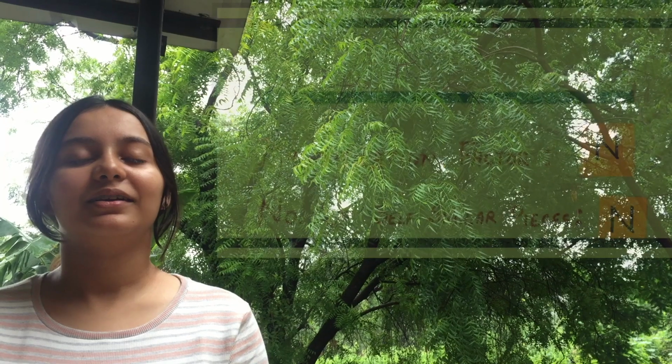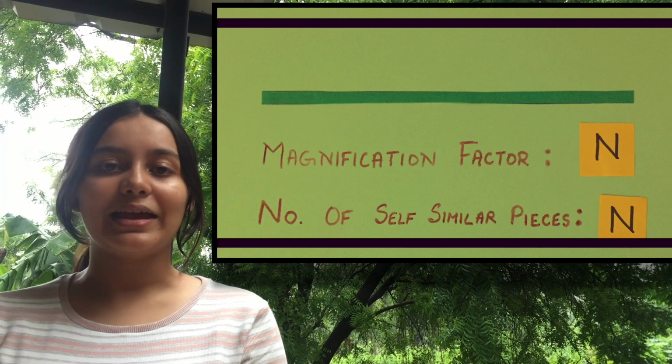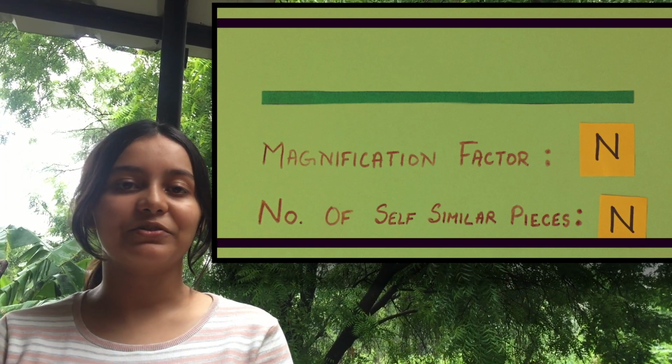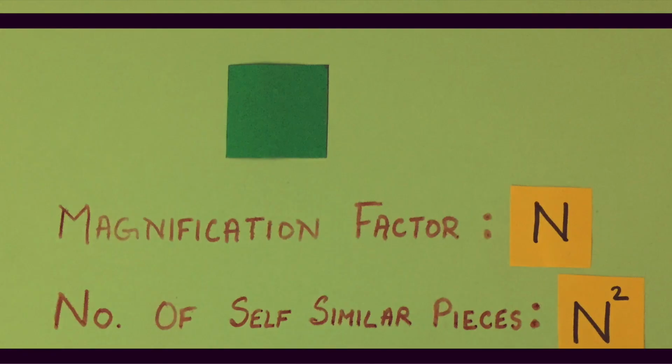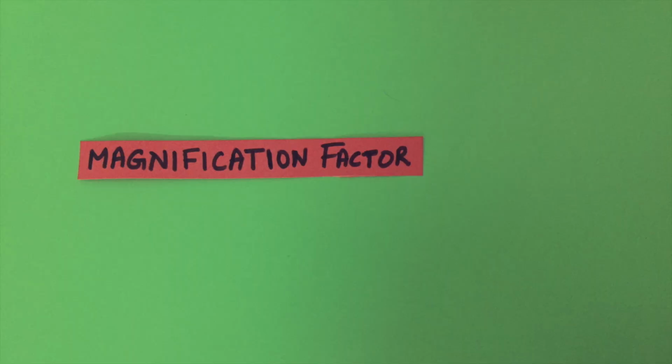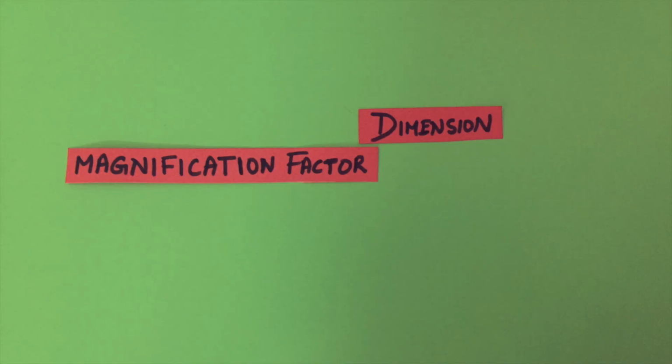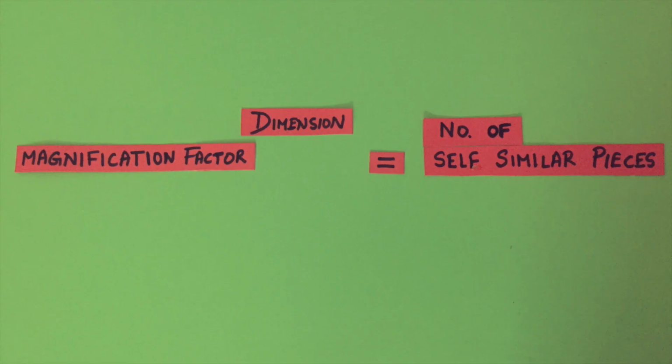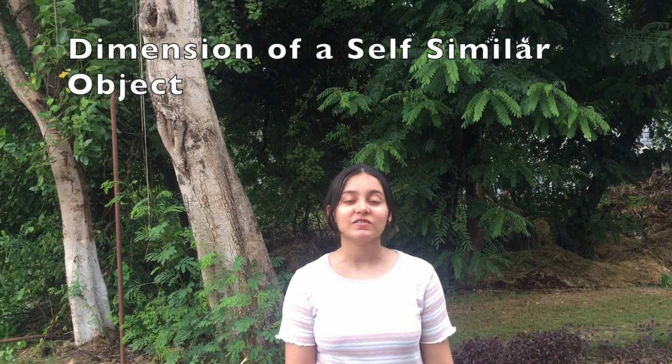We break a line segment into 4 self-similar intervals, each of which can be magnified by a factor of 4 to yield the original segment. A line can be broken down into n self-similar pieces, each with magnification factor n. This is the case with a square and this with a cube. So in conclusion, the magnification factor raised to the dimension is equal to the number of self-similar pieces. Thus, we see a way of specifying the dimension of a self-similar object.